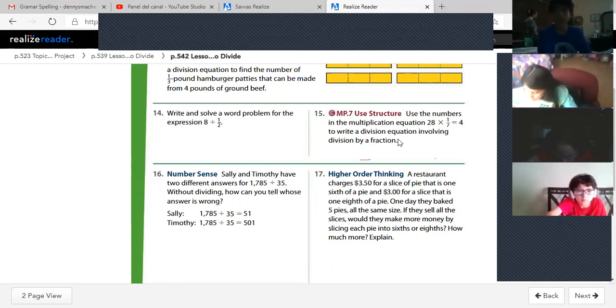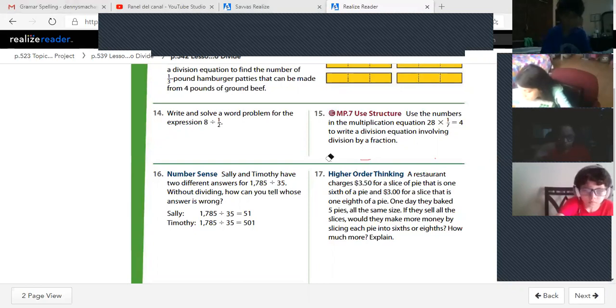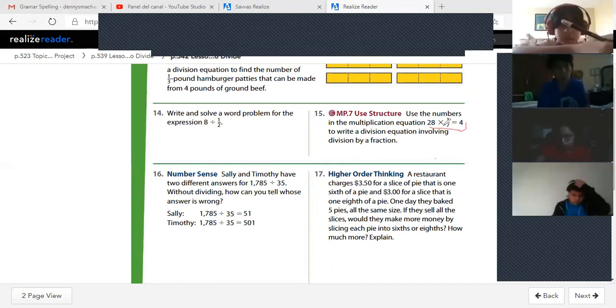Use the number in the multiplication equation: 20 times 170 equal to 4. Write a division equation in solving. Okay, then they tell us, and they give us the proof. But we have to find which is the division equation we have worked here.